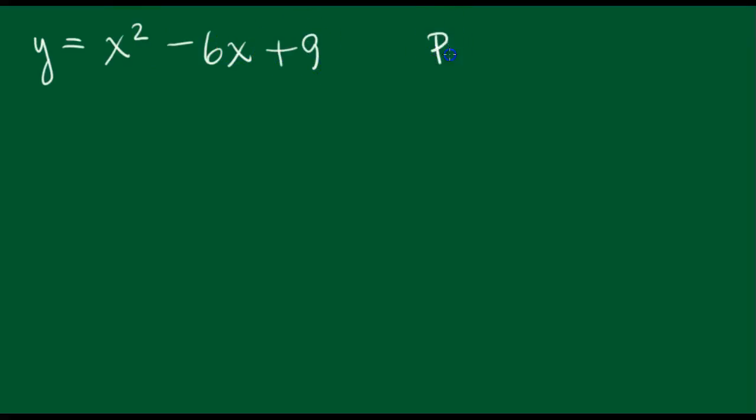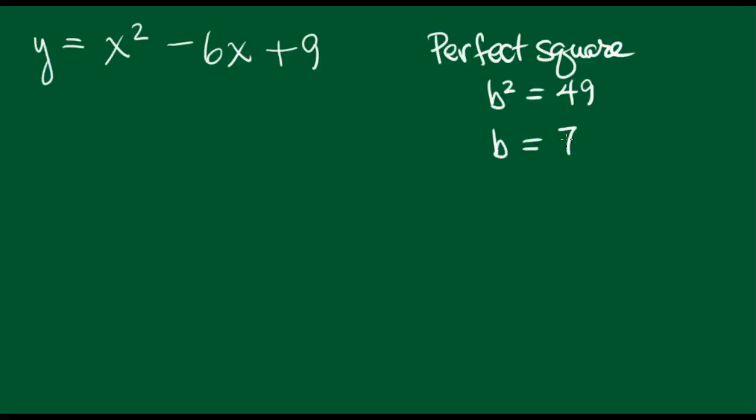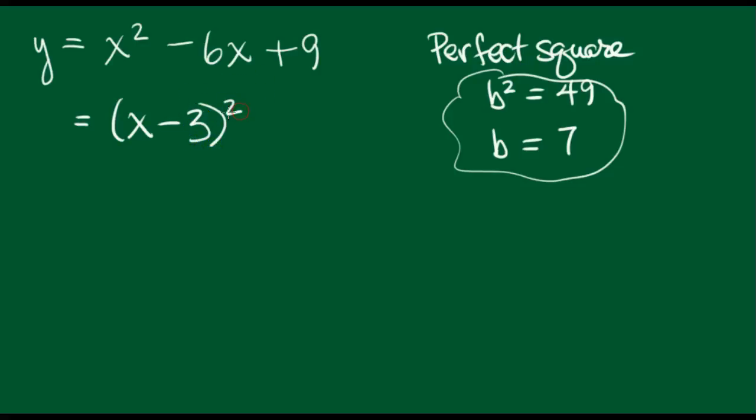Now, a perfect square might be a number, let's say b squared is 49. Then we know by the definition of square root that b is 7. And we're going to do something similar with this. We factor it into x minus 3 in this case, that quantity squared. And so that means that this expression, x squared minus 6x plus 9, is also a perfect square.